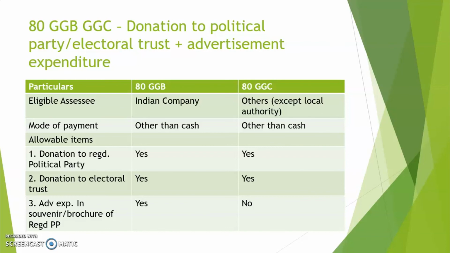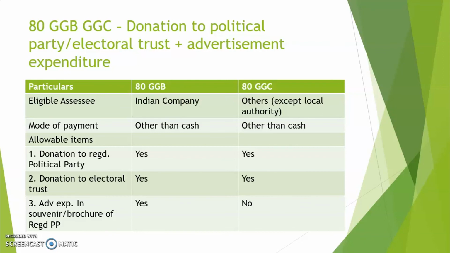Now that was 80G, and after 80G we saw 80GG. 80GG was nothing but deduction in respect of rent paid for an SSC who does not receive HRA despite being a salaried person, or for someone who's self-employed. And we saw a condition that none of his family members, such as a spouse or minor children, should be owning a house where he is residing, or the HUF of which he is a member should not be owning a house where he is residing.